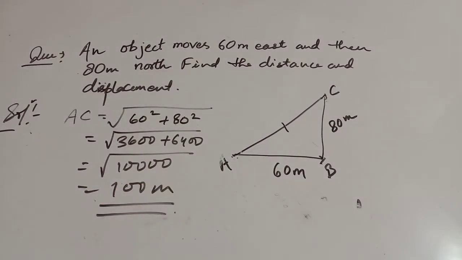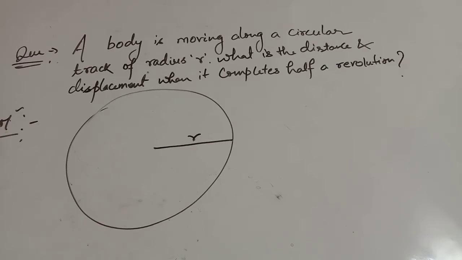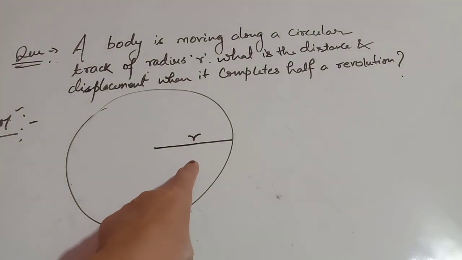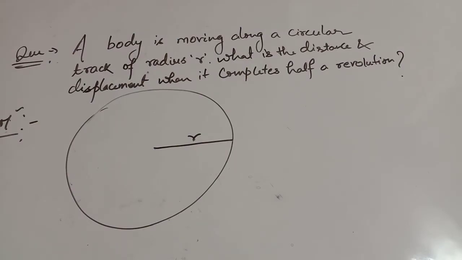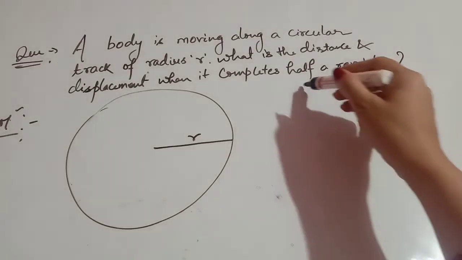Now I am going to explain an example related to a circular track. The question: a body is moving along a circular track of radius r. What is the distance and displacement when it completes half a round? Means only half round. Nothing else is mentioned, only that one circular track is there and the radius of the circle is r. So obviously our answer will come in the form of r, in the form of radius.